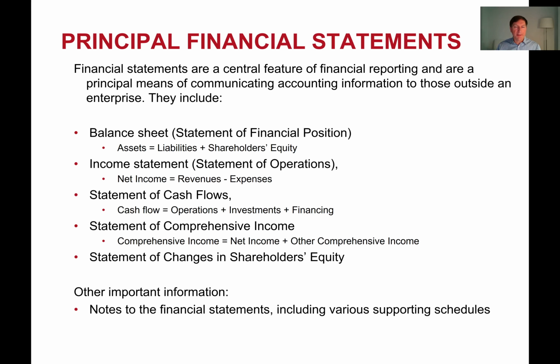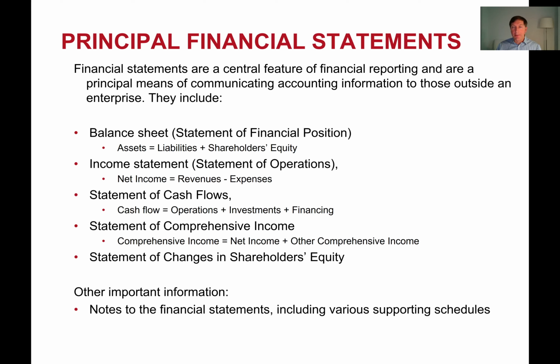So the income statement tells us about how well the firm did in terms of its economic performance, right? The net income equation is revenues minus expenses, and we'll talk about those concepts in more detail. The cash flow statement tells us what were the sources and uses of cash during the period, right? Cash could come from operating activities, it could come from investing transactions or financing transactions, and those three basically make up total cash flow.